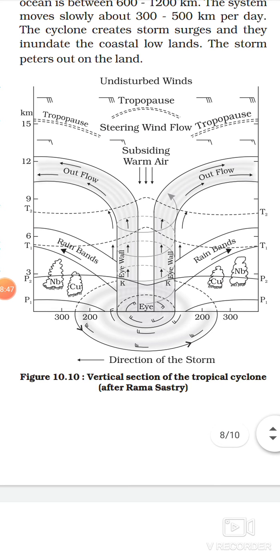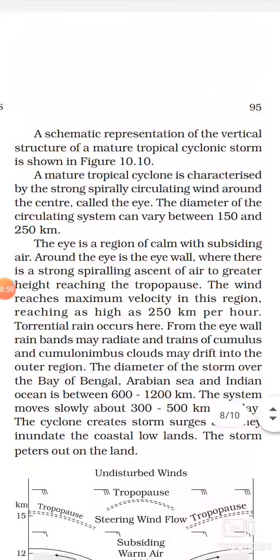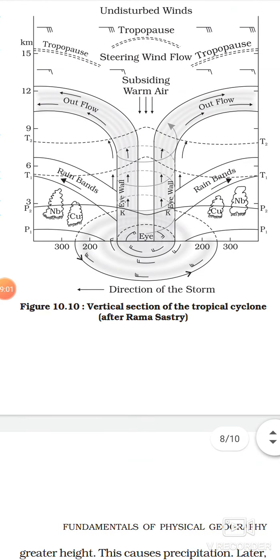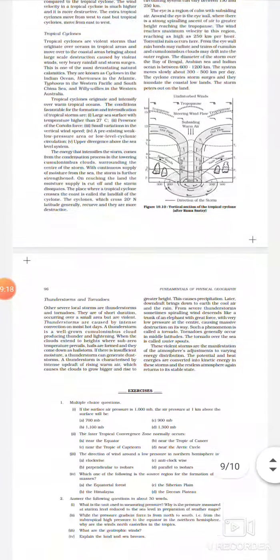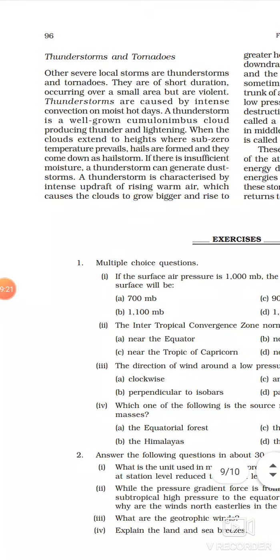We see here subsiding warm air, undisturbed wind, tropopause, steering wind flow, and subsiding warm air getting into the cyclonic storm. The eye of the cyclone is at the center, which just has a bunch of wind being blown at a tremendously high speed. So this was about the cyclone, and now the chapter has ended.